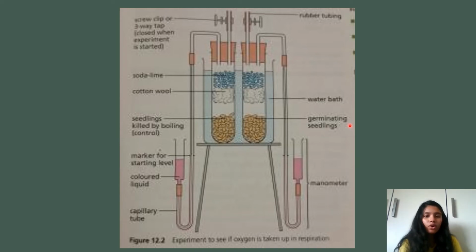If you just want to see if oxygen is taken up, you just have to look at the movement of the thread of liquid. But on this side here, the thread of liquid is not going to move because the seedlings are killed by boiling, and so they don't take in oxygen. No oxygen is lost. Nothing has to be replaced. So that's basically it. It's quite an easy concept, really.